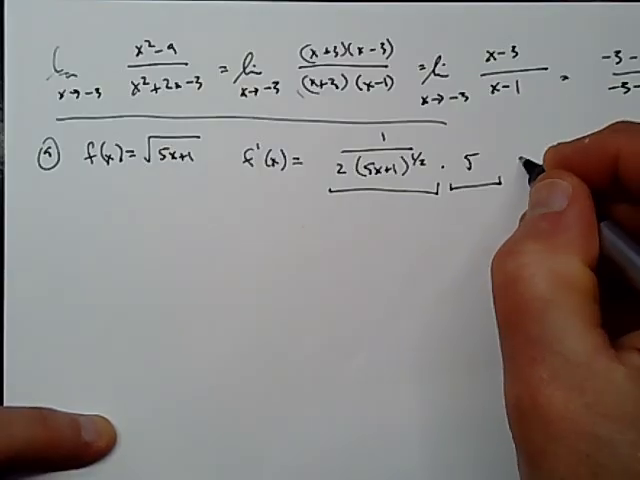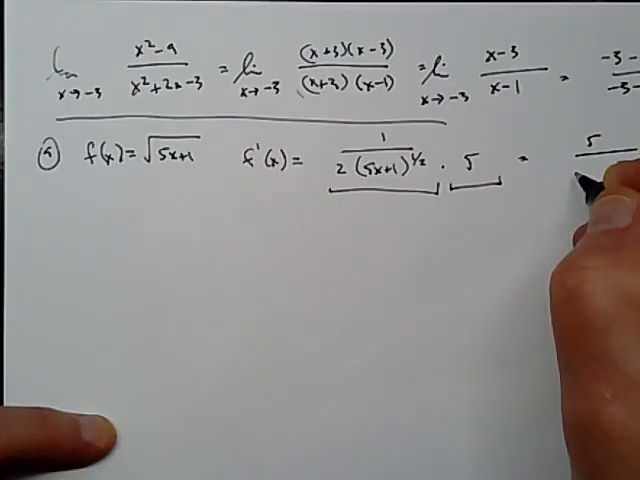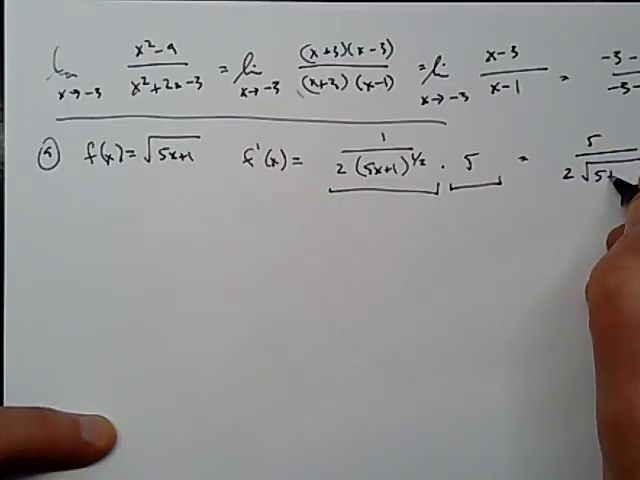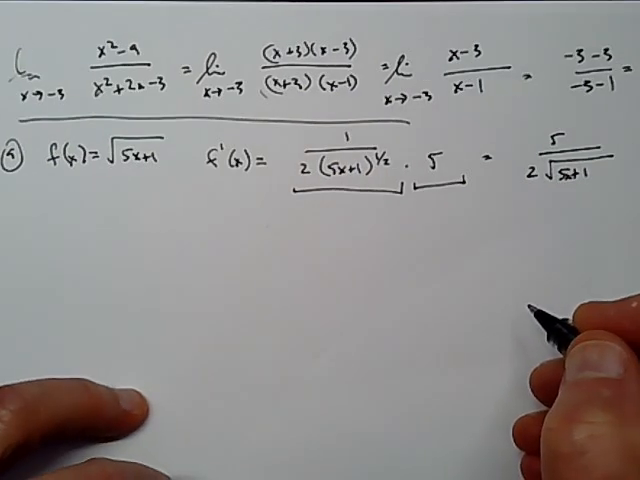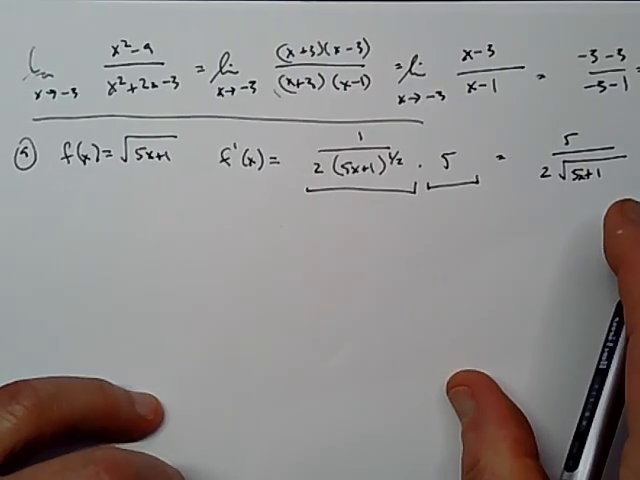I suppose you could rewrite this as 5, and then on the bottom is a 2, and then the square root of 5x plus 1. The original question did have a radical in it instead of a 1/2 power, but anyway, that's all window dressing.